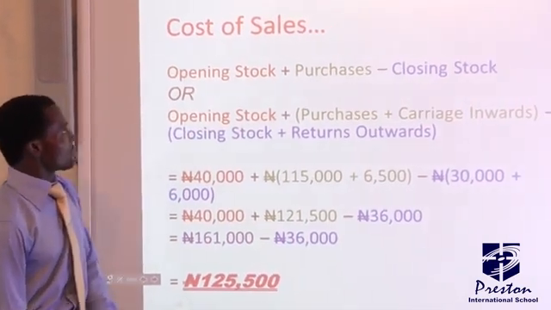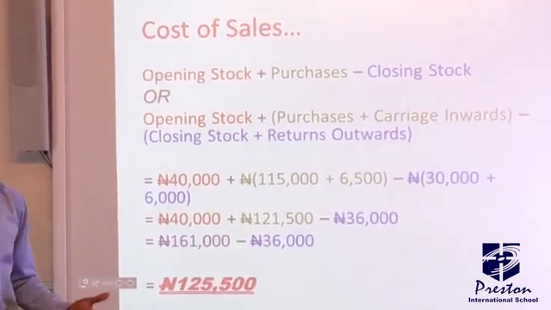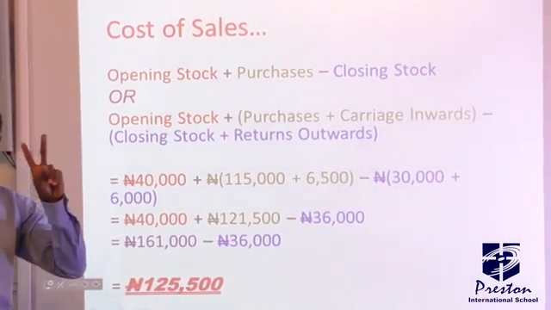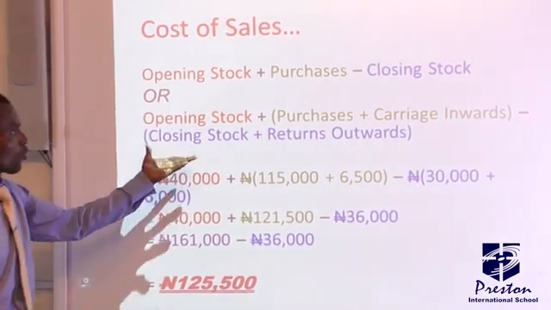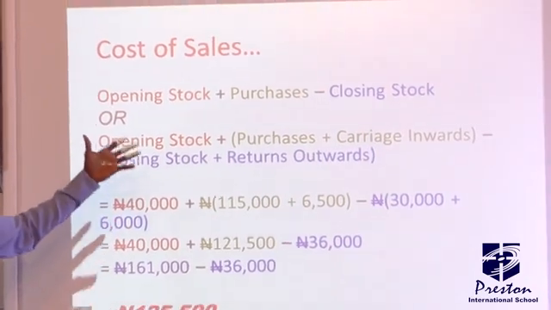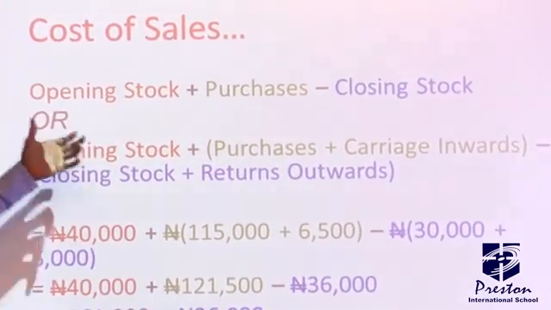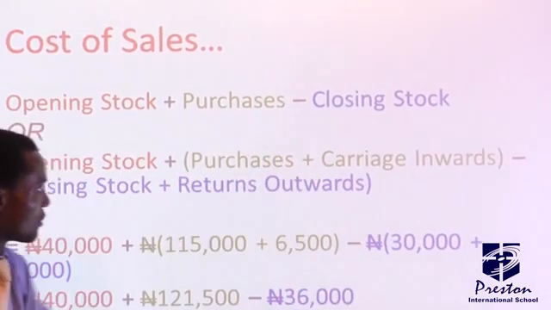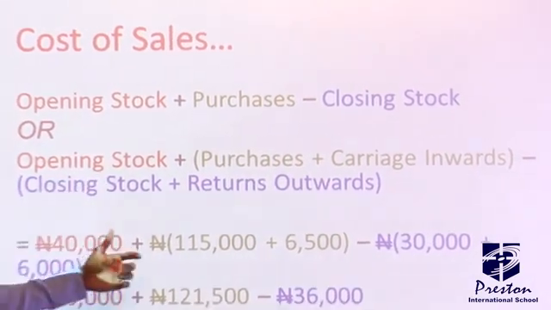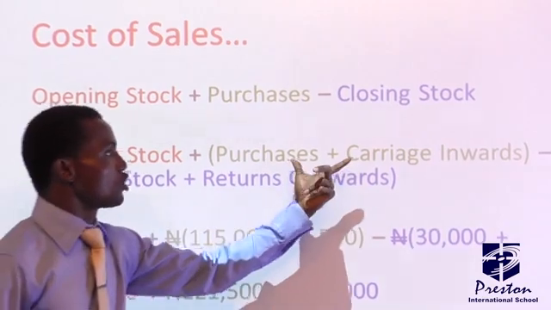As far as cost of sales is concerned, I told you the last time we met, two formulas are required. Now today, I have put these formulas in colors for your better understanding. Opening stock plus purchases minus closing stock. Opening stock in red. Purchases can be divided into two.